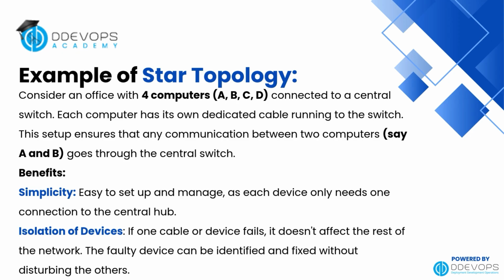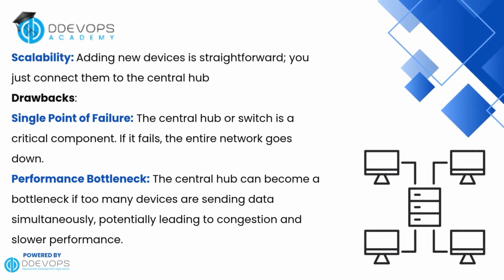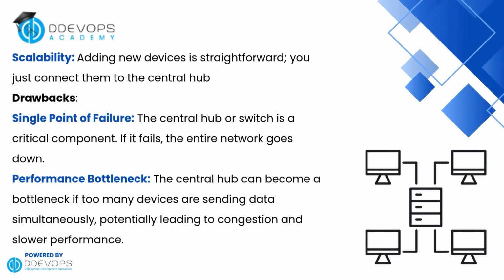Now, let's discuss the benefits. It's simple and easy to manage. Each device connects directly to the hub. If one cable or device fails, it doesn't affect the rest of the network, and the faulty device can be fixed easily. It's also scalable. Adding a new device is as simple as connecting it to the central hub.